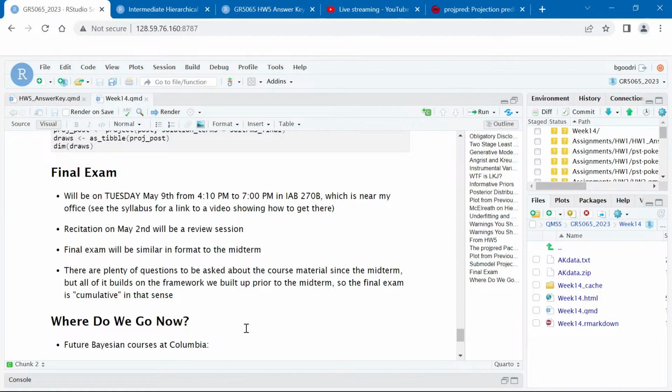This upcoming Tuesday, recitation will be a review session. Final exam, similar in format. Obviously, we covered way more stuff than can be tested in 2 hours and 50 minutes. Plenty of material since the midterm to ask questions about. But everything after the midterm is built on the foundation we started building before the midterm. So it's not as if you're allowed to not know what we did before the midterm. So in that sense, I would say the final is cumulative.